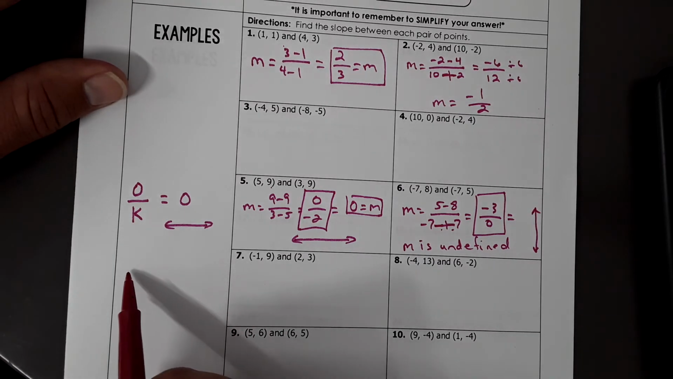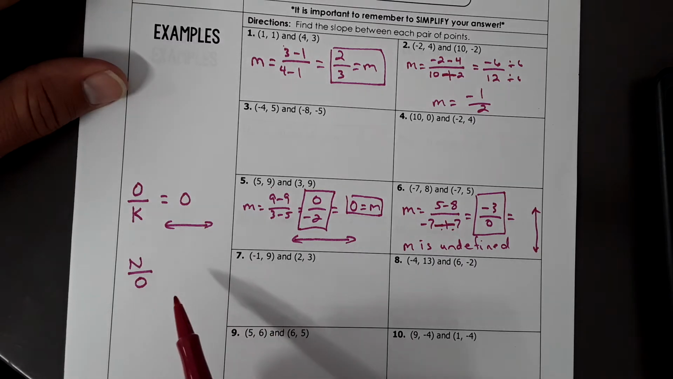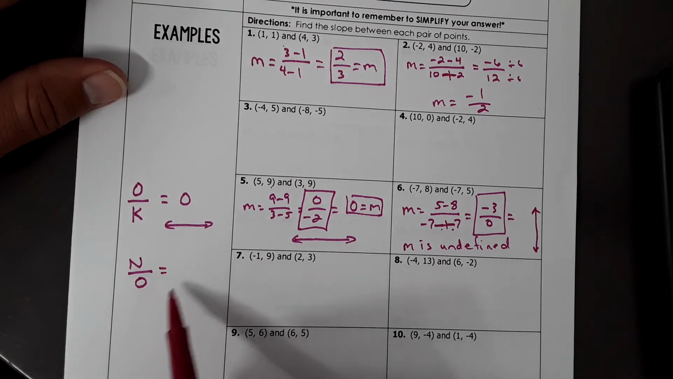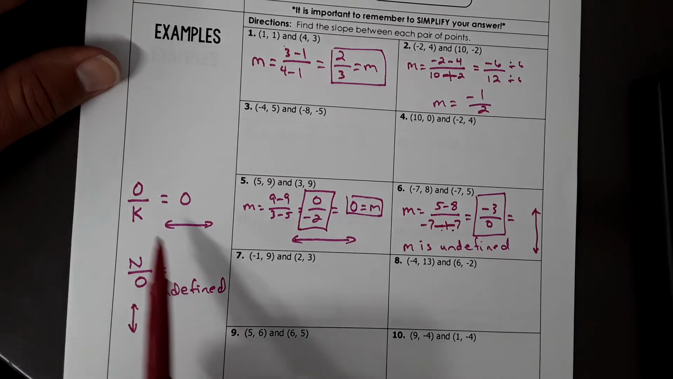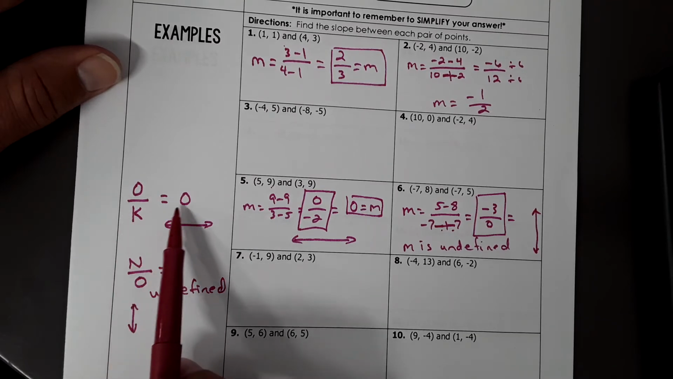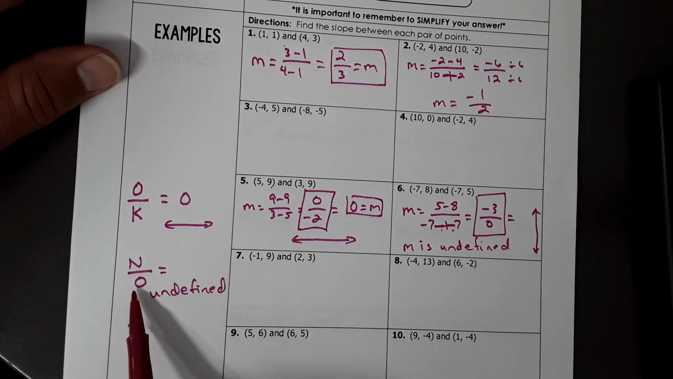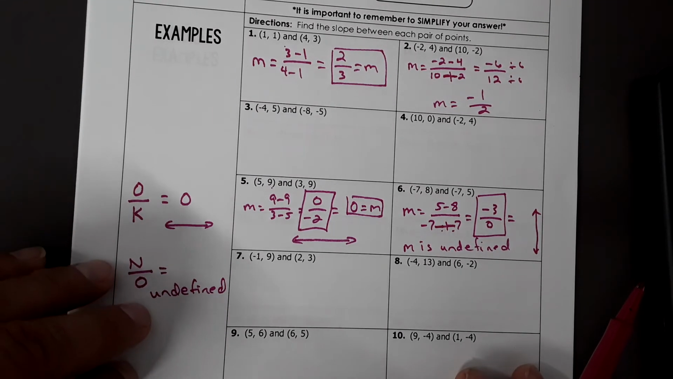Now, if you get a 0 on the bottom of the fraction, that is not okay. I'm using these O's to represent zeros. This is undefined, which means that it's a vertical line. Okay, you get a 0 on top, that is okay, that equals 0. If you get a 0 on the bottom, that is not okay, that's undefined.